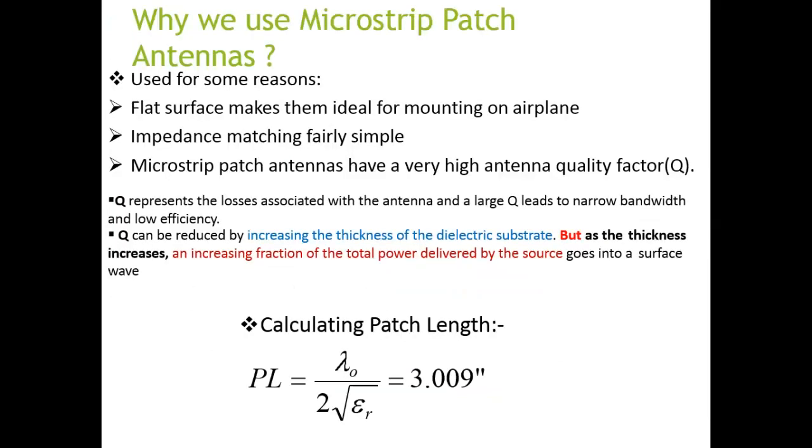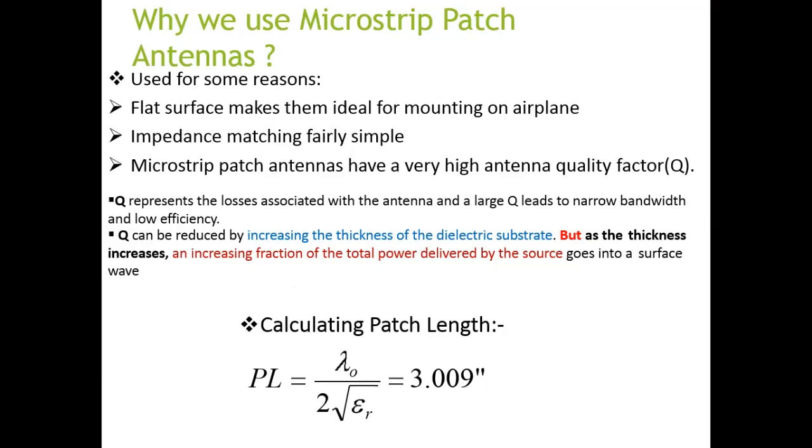Why do we use microstrip patch antennas? Used for some reasons. Why do you use microstrip antennas? Further, some reasons are there. First reason: the flat surface makes them ideal for mounting on aeroplanes. Impedance matching is fairly simple. Microstrip patch antennas have very high antenna quality factor, Q.